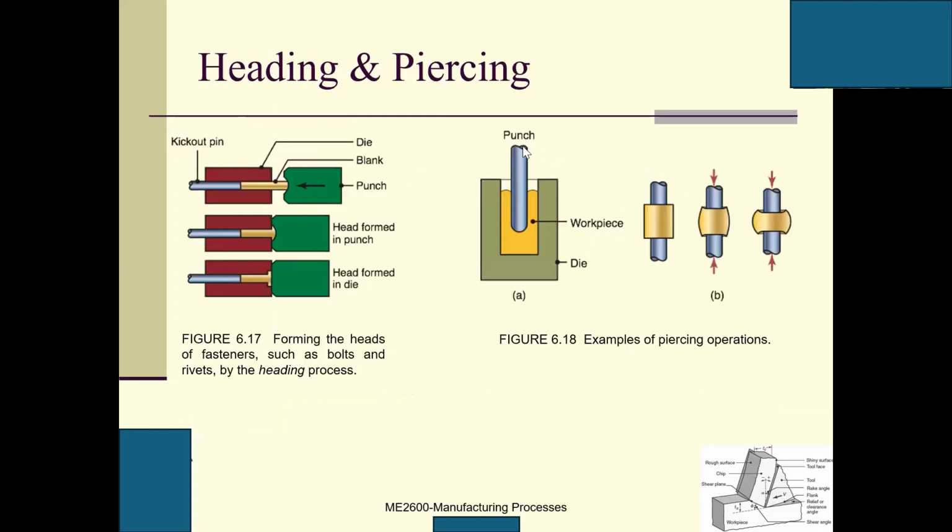Heading and piercing: this is forming the heads of fasteners. Fasteners, we will talk about in the machine design class, such as bolts and rivets. So these are heading processes for bolts and rivets. And here is a piercing operation. This is the workpiece, here's the die, and this punch, piercing. Right? So these have piercing.